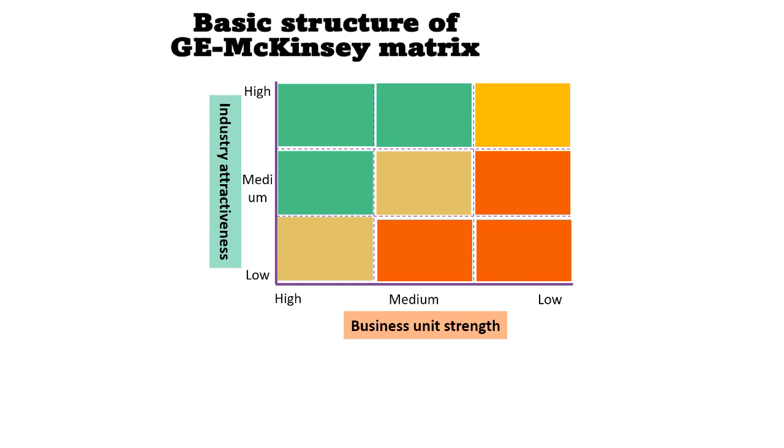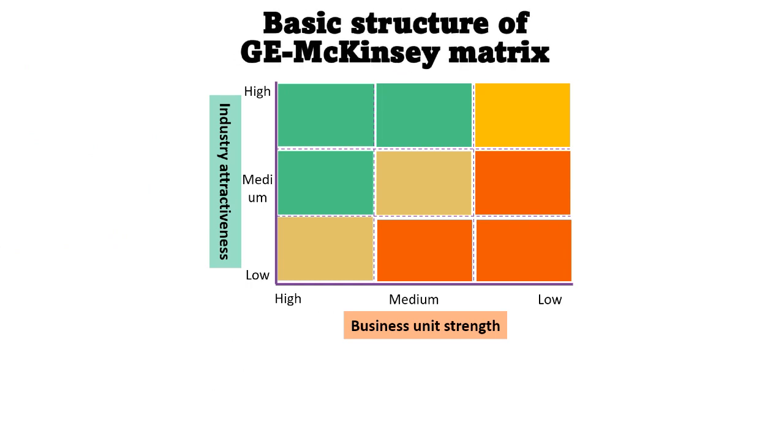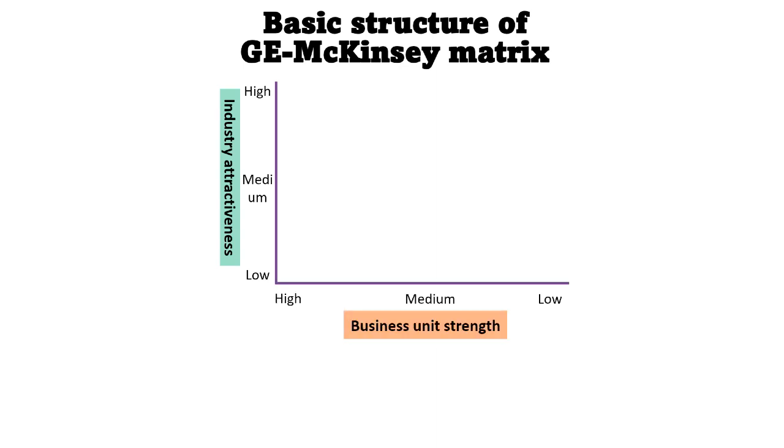Now, let me explain the basic structure of GE-McKinsey matrix in more detail. GE-McKinsey matrix divides the vertical axis into 3 levels, high, medium, and low industry attractiveness, and the horizontal axis into 3 levels, high, medium, and low business unit strength, resulting in a total of 9 areas for explanation.